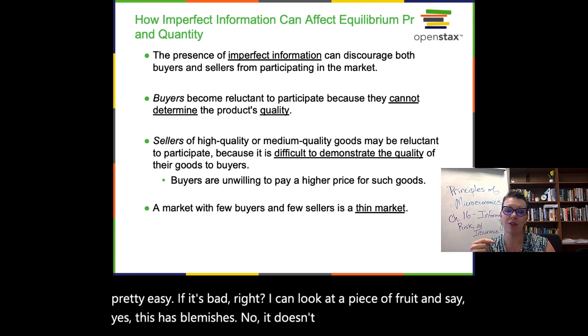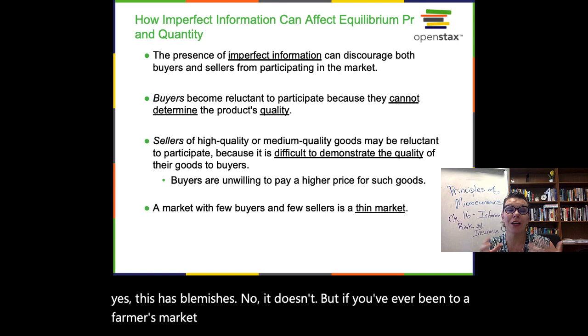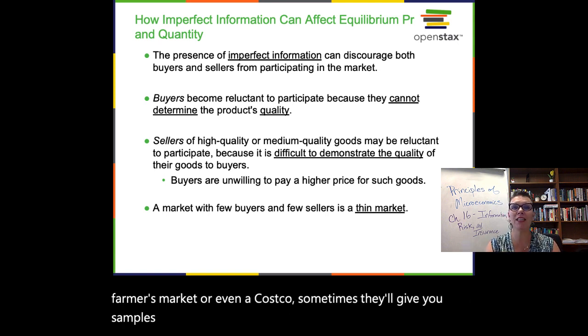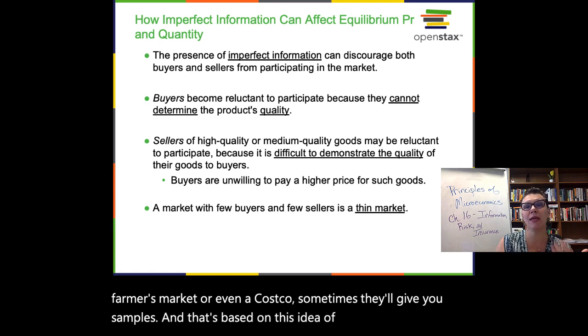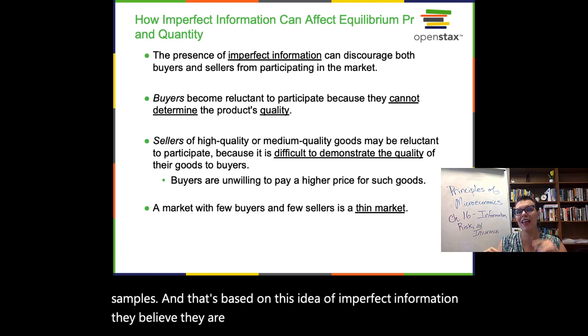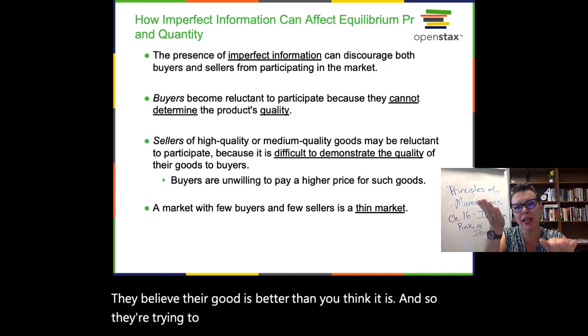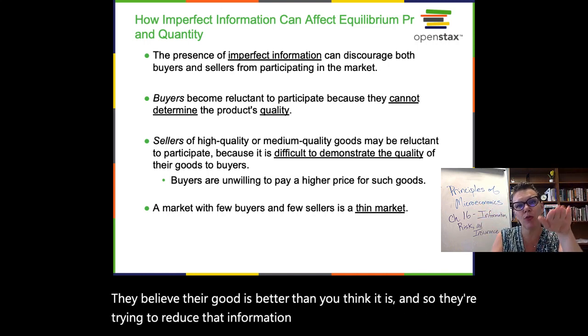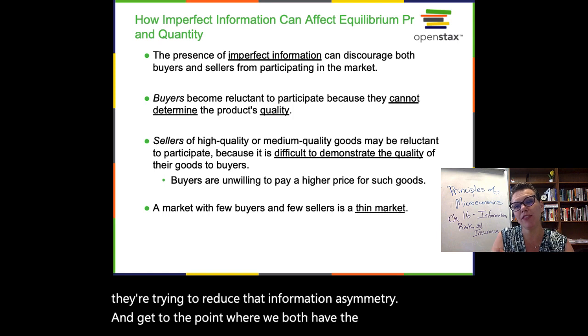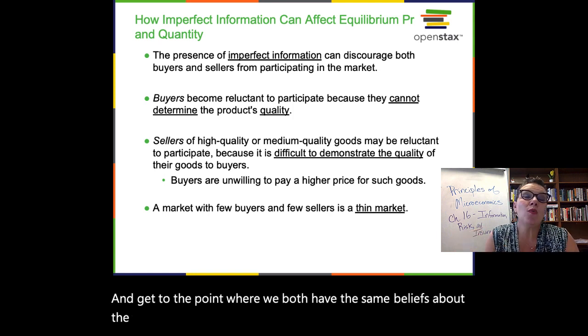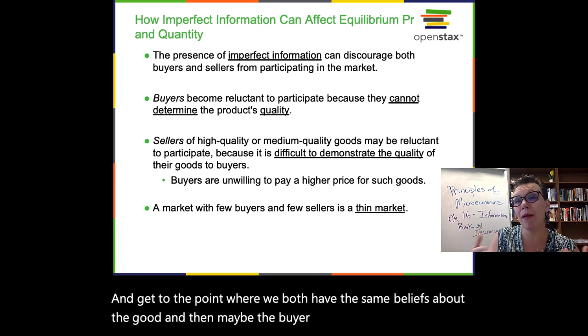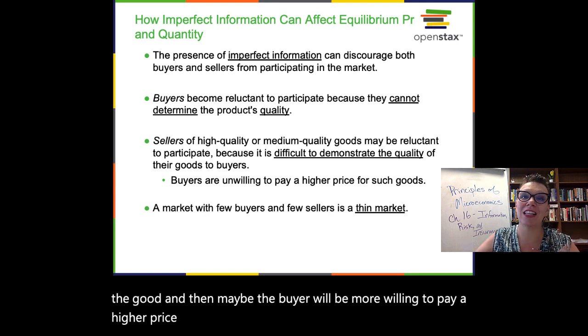But if you've ever been to a farmer's market or even a Costco, sometimes they'll give you samples. And that's based on this idea of imperfect information. They believe their good is better than you think it is. And so they're trying to reduce that information asymmetry and get to the point where we both have the same beliefs about the good. And then maybe the buyer will be more willing to pay a higher price now that the seller's given them a sample.